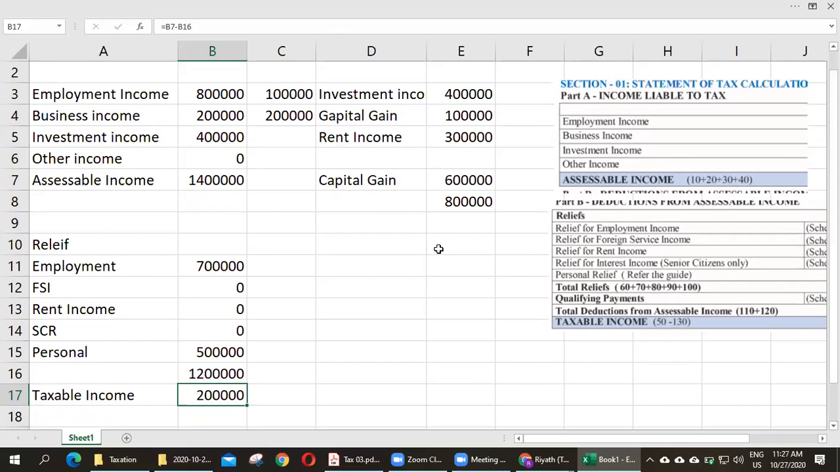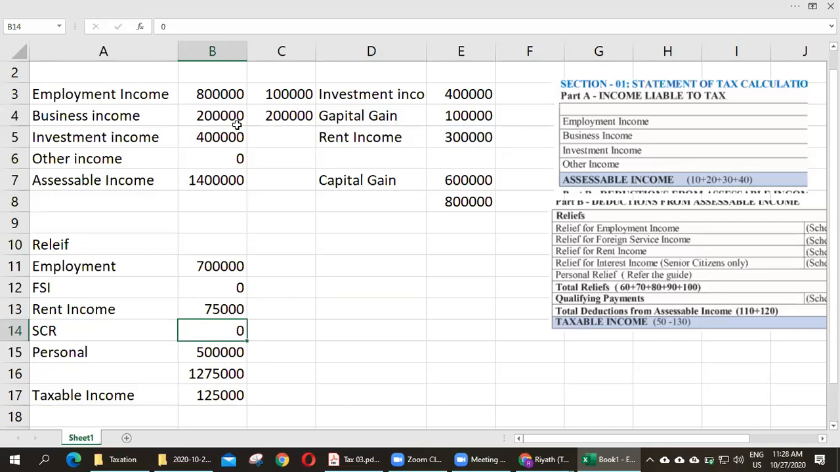Sometimes you may have doubt on this area, rent income. Right? If you put it here, one question comes: personal relief, why does it differ? According to the relief, for rent income, how much can he be entitled to? Rent income is 300,000 into 25%. How much? 75,000, right?